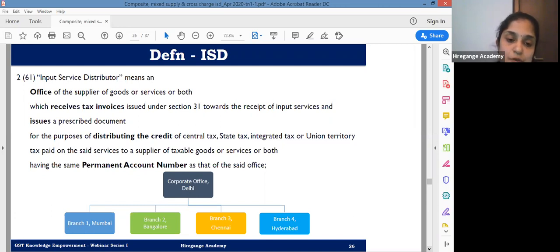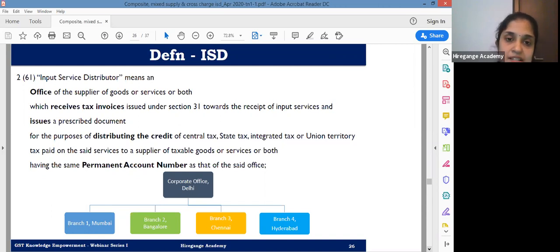It may get an invoice relating to the advertisement expense which pertains to Chennai. It may get a sales promotion expense bill which relates to both Chennai and Bangalore. It may get an audit fees bill which relates to all of Mumbai, Bangalore, Chennai, and Hyderabad. Now the question comes whether this credit has to be distributed to all of them equally or to any one of them, and how it needs to be done.